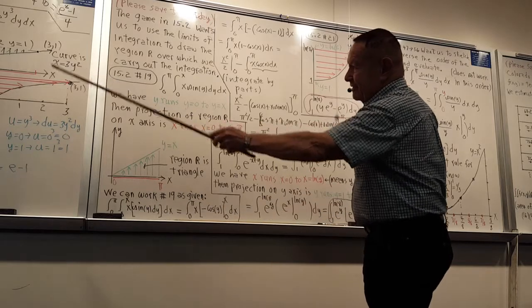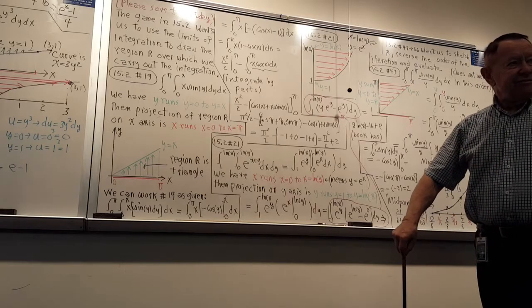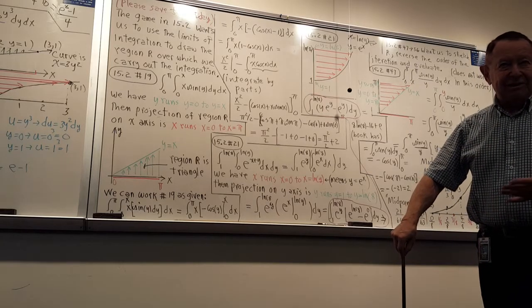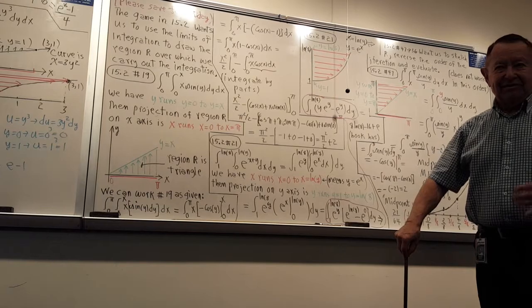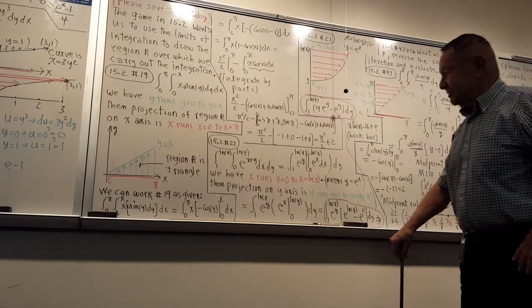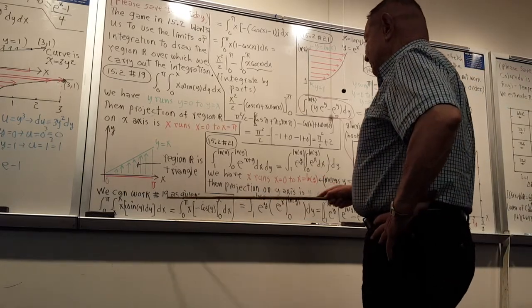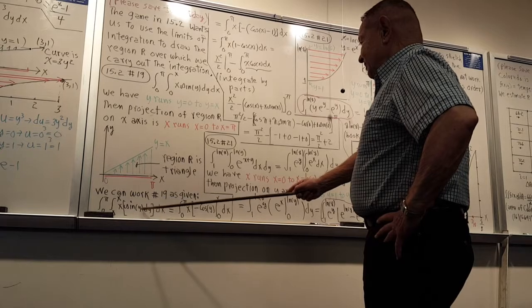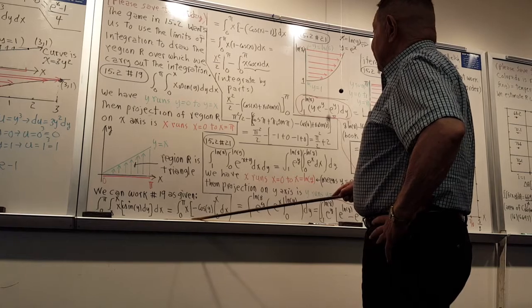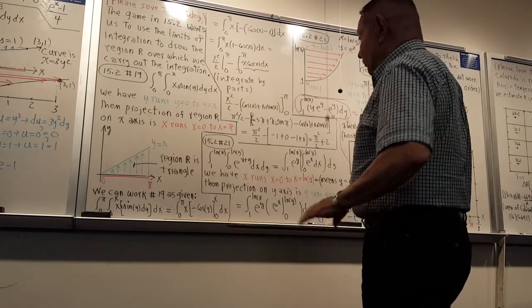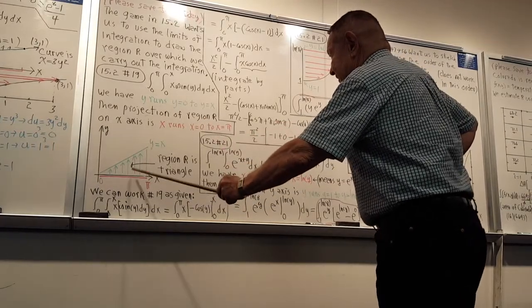I think I've been true to my colors here: I've tried to use the red for the horizontal arrows or the projection on the x-axis, and the green, one shade or another, for vertical arrows and projection on the y-axis. So you could actually work 19, this one, in the order that's given, or you can actually reverse the order.